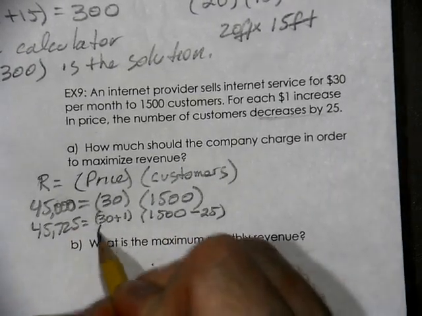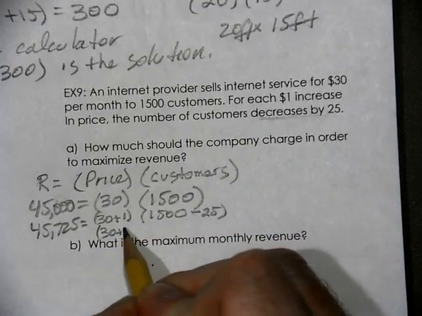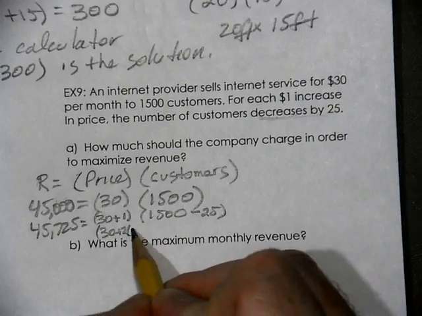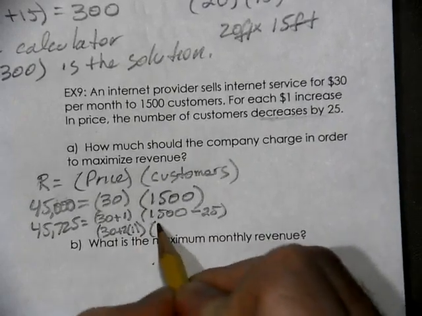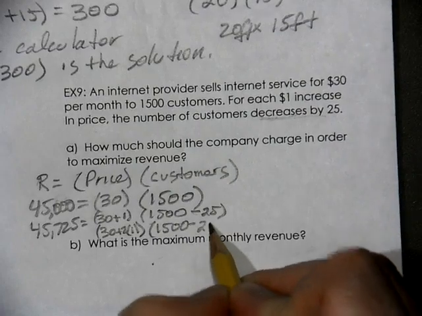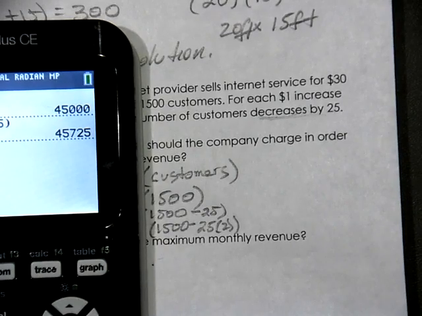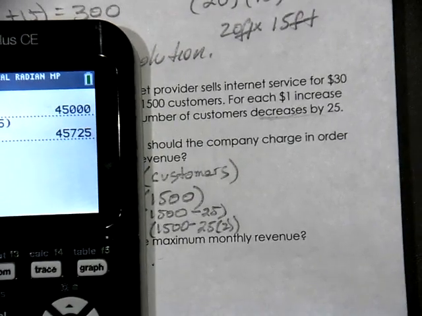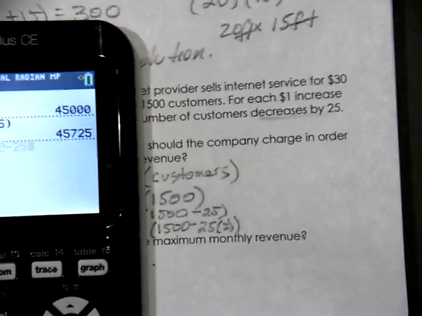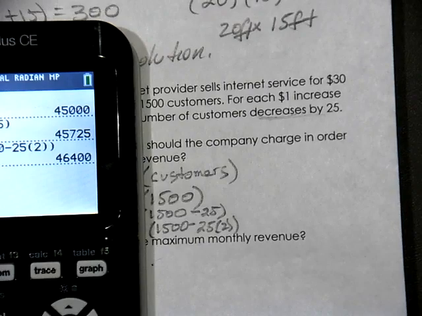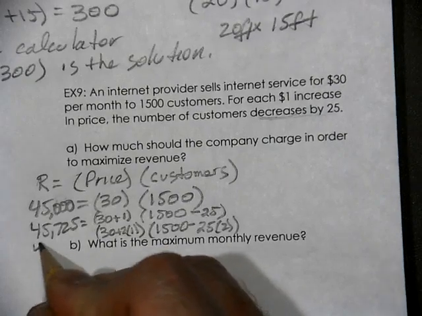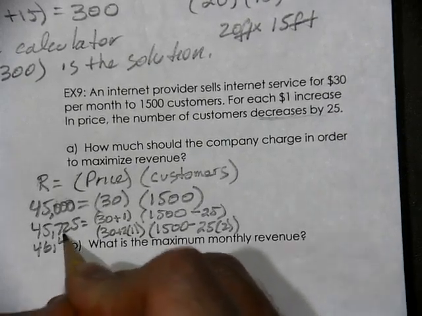And we can see if we do that again, if we add 2 times the 1, and 25 times 2. So if we take our 30 and add the $1 2 times now, then we're going to take the 1,500 and subtract the 25 2 different times. And that gives us even a higher profit, 46,400.